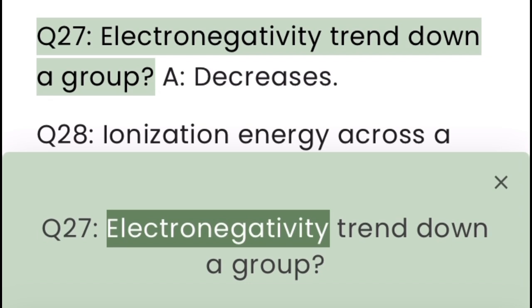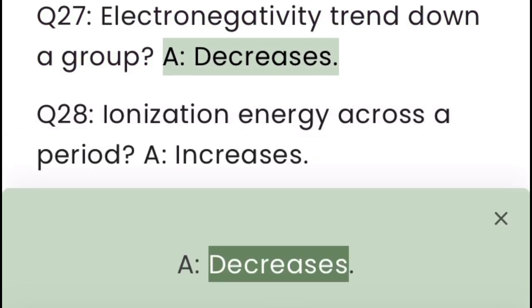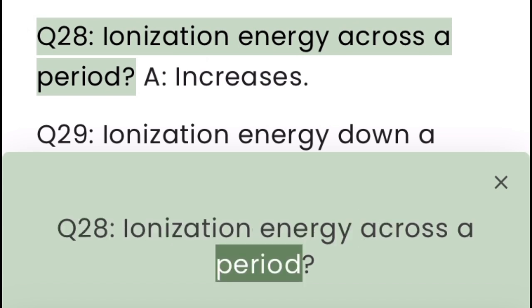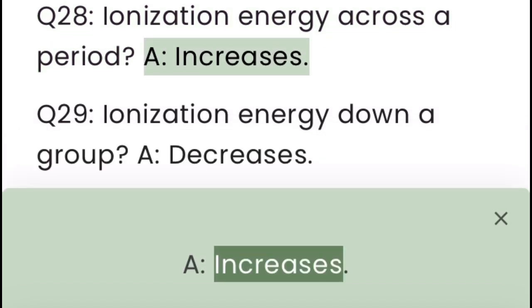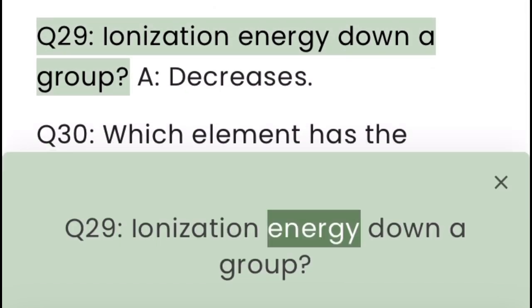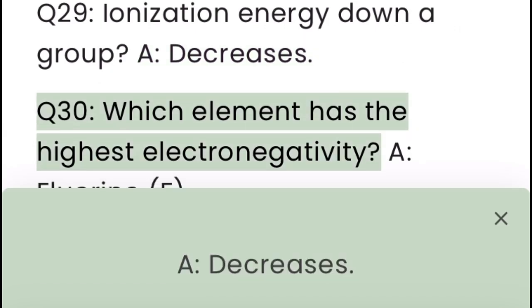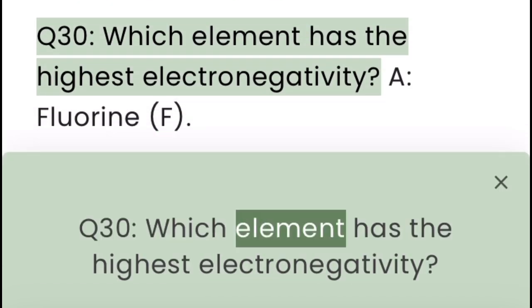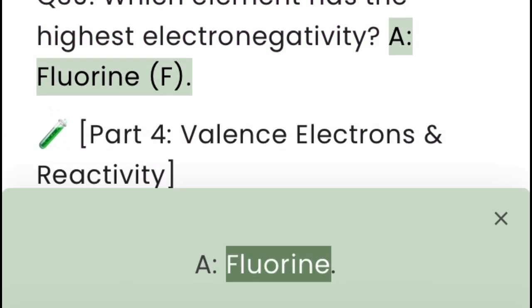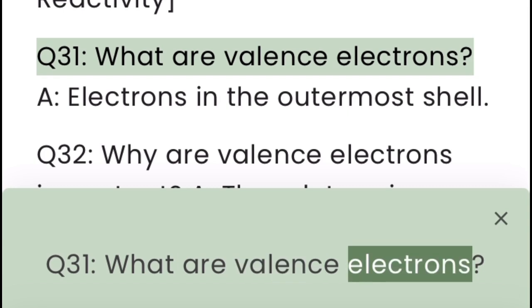Q27. Electronegativity trend down a group? A. Decreases. Q28. Ionization energy across a period? A. Increases. Q29. Ionization energy down a group? A. Decreases. Q30. Which element has the highest electronegativity? A. Fluorine. Q31. What are valence electrons?